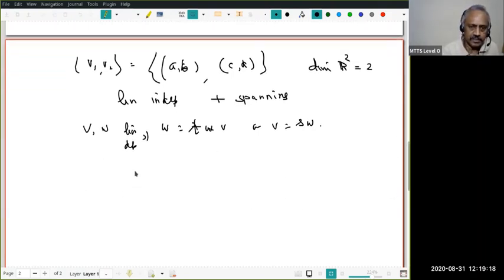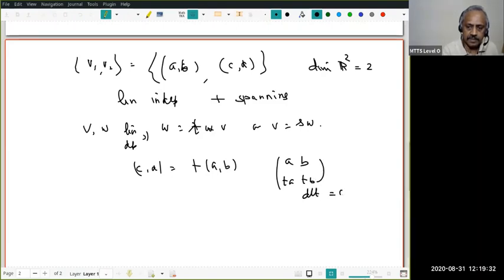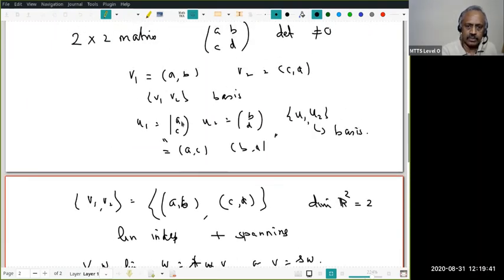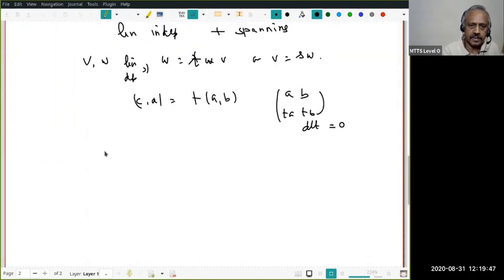So that means, let us assume without loss of generality, my (C, D) is T times (A, B). Then what is the matrix? The matrix is going to be (A, B), (T times A, T times B). And what is the determinant? Determinant is 0. That's a contradiction. You see that? Therefore, they are linearly independent. In a similar way, you can also show these two vectors (A, C) and (B, D) are linearly independent. Therefore, we have shown that V and W are linearly independent vectors in R2. Sorry, I keep saying linearly dependent.